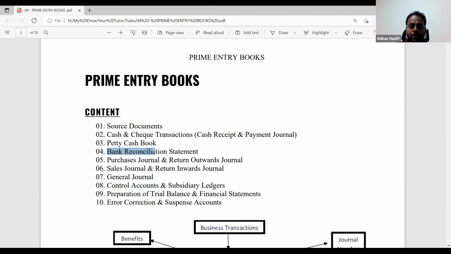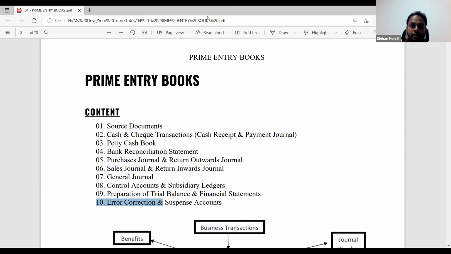Another subtopic is the bank reconciliation statement. This is prepared when a company or a business is maintaining a current account in a commercial bank. When they have a current account, all the transactions which they do through checks will be recorded in the bank. At the end of the month, we get a bank statement. We compare the bank statement balance with our cash book balance. That is called reconciliation. We also have another subtopic, which is error corrections. All these come under the prime entry books chapter.